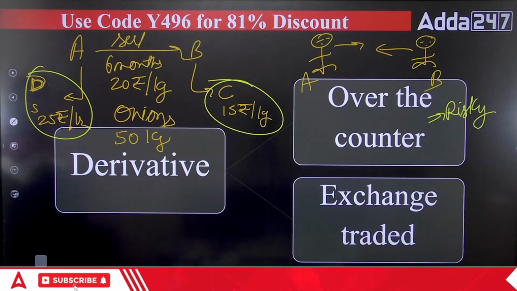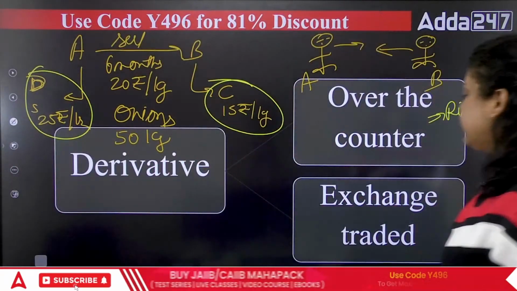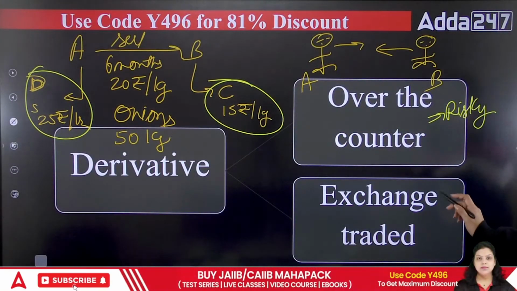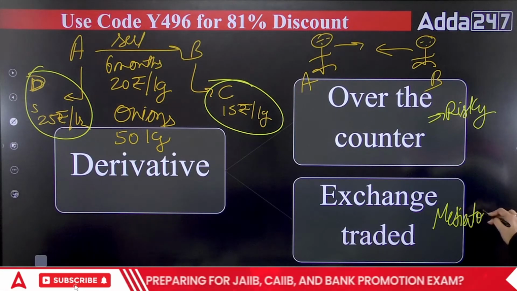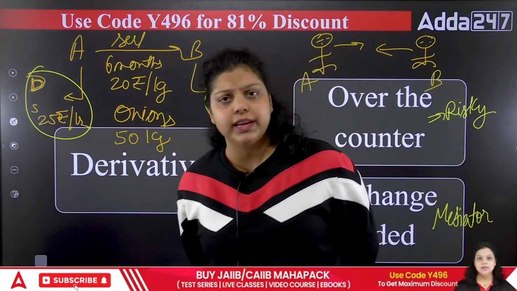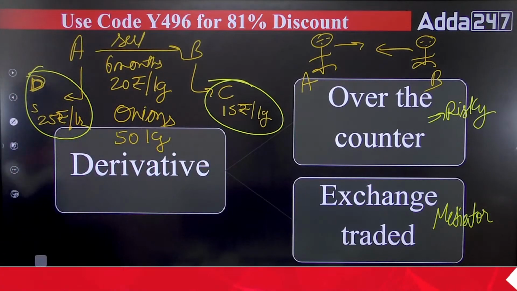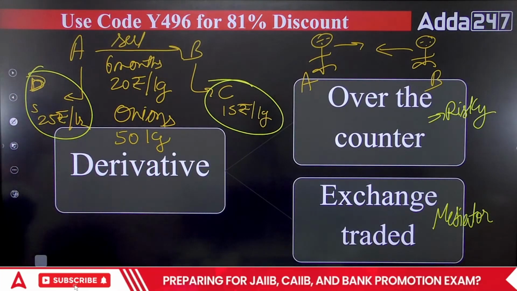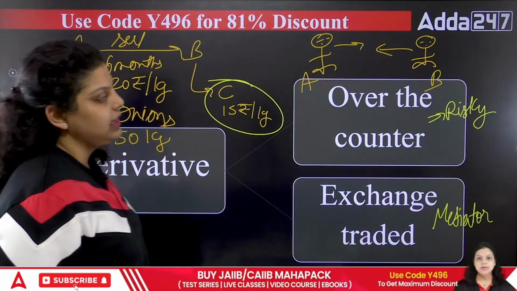Next we have the exchange traded derivative. Now what is an exchange traded derivative? In the exchange traded derivative, between the two parties there will be a mediator, and that mediator will be your stock exchange. It can be BSE, it can be NSE, it can be the multi-commodity exchange, any stock exchange in the market. So they become the mediator between the two parties and they decide the contract conditions and everything.